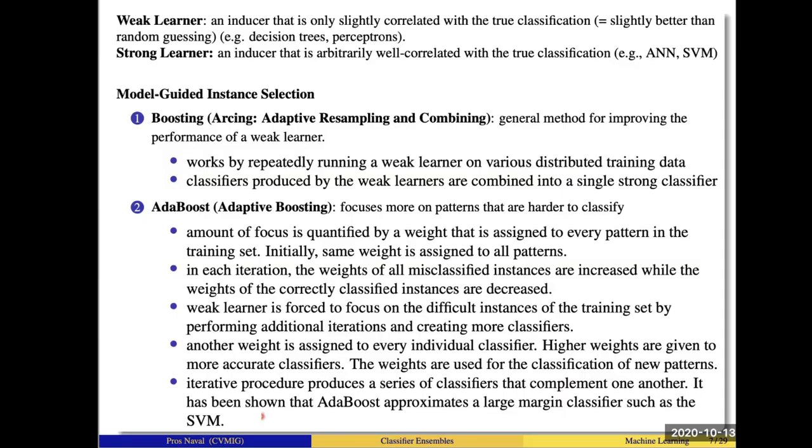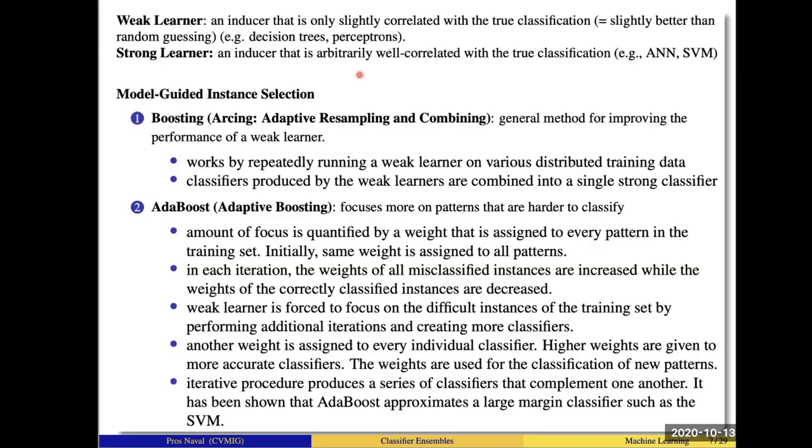And it has been shown that AdaBoost approximates a large margin classifier such as the SVM. So again, it has been shown that AdaBoost approximates a large margin classifier such as the support vector machine, which we will learn next meeting. Now, the other programming assignment, PA2B, is a comparison of AdaBoost and SVM, so that you will see for yourself that this is true.